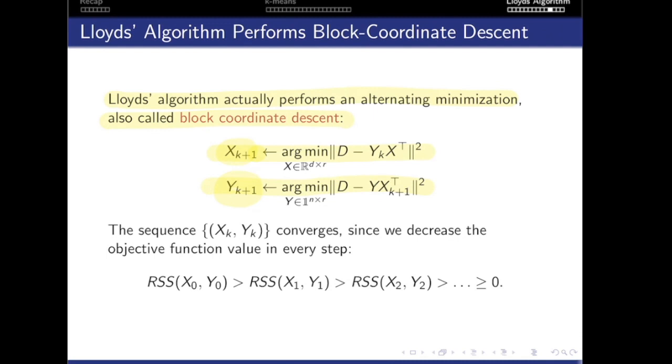And similar to what we have said for coordinate descent, we also know that the sequence of all iterates converges since we decrease the objective function value in every step. So the residual sum of squares of the initialization is larger than the residual sum of squares of the first iteration, and so on and so on and so on. And it's bounded below by 0, so it has to converge. So at some point the algorithm cannot improve the solution any further.